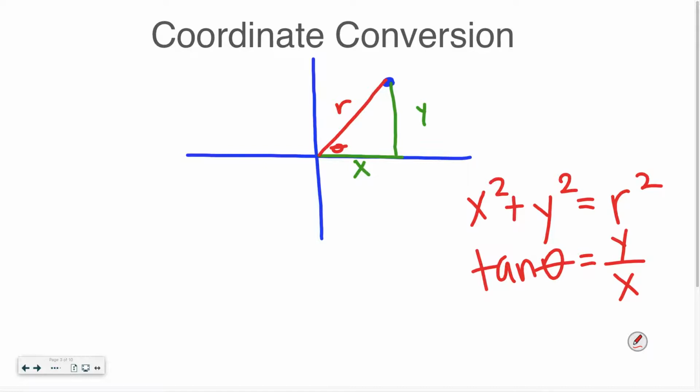How do we get x and y? I'm going to give you 1 minute at your tables to come up with how we would get x and y if we knew r and theta. Go. Don't make it too complicated. This is a right triangle.